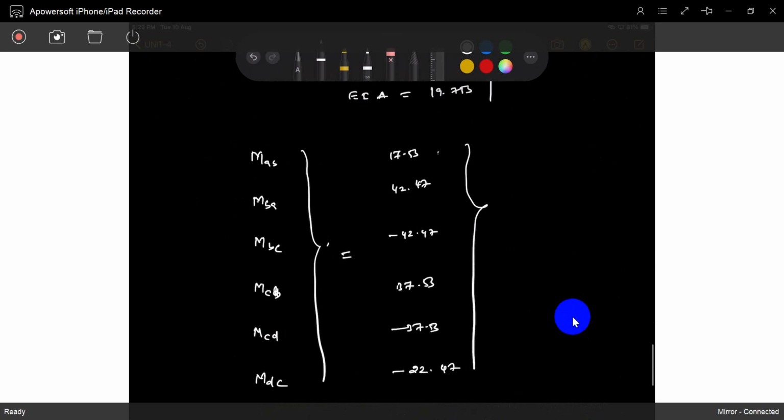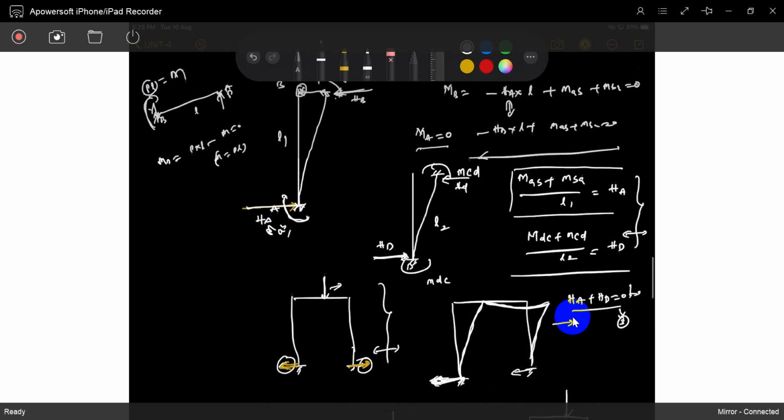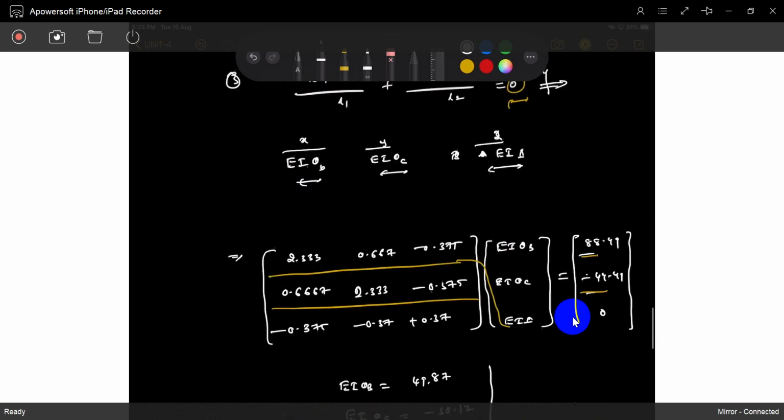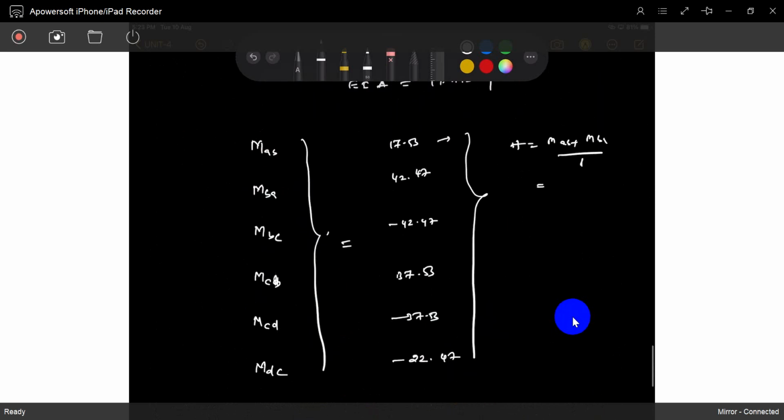So H is what? MAB plus MBA by L. What is that value? 17.46 plus 42.53, that is 59, divided by L. 59 is about 60, and L is what? 60 divided by 4, it's a 15. It's a 15. Are you understood?